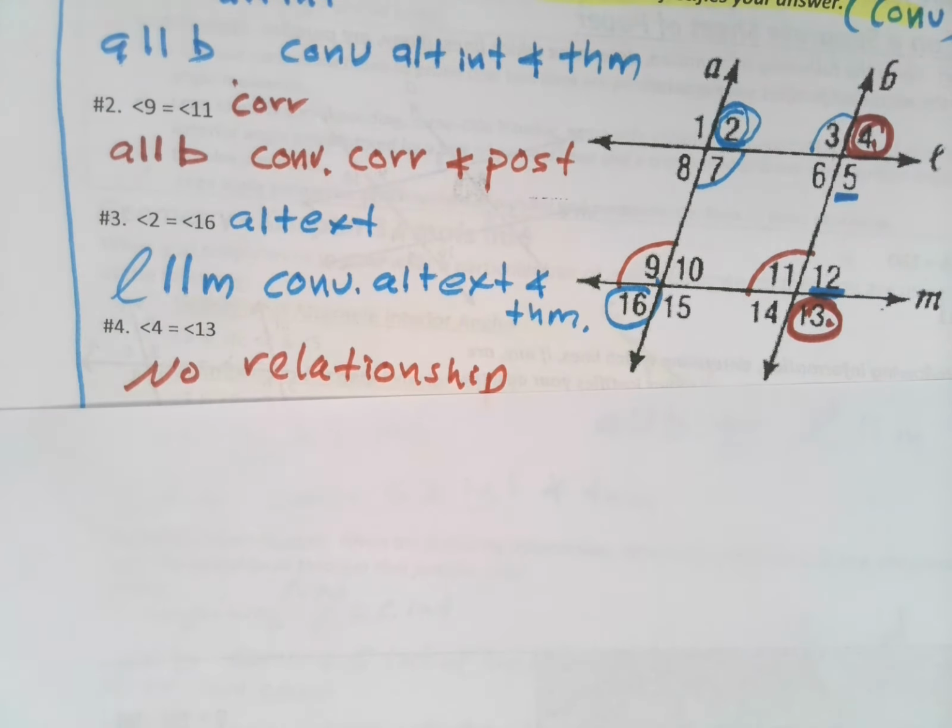Angle 4 and angle 13, Mackenzie, have no relationship. They're like me and my ex, we don't talk anymore. So 4 and 13 are outside of these angles, exterior, exterior. There's no such thing as 2 exteriors. No such thing as same side exterior. We have alternate exterior, we don't have same side exterior.